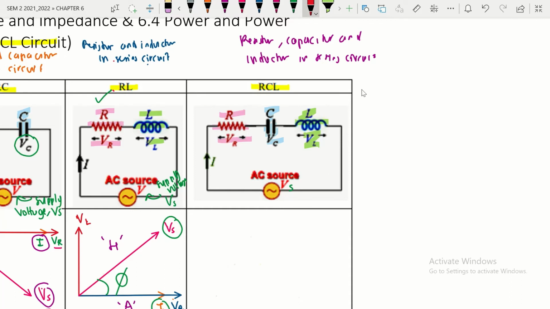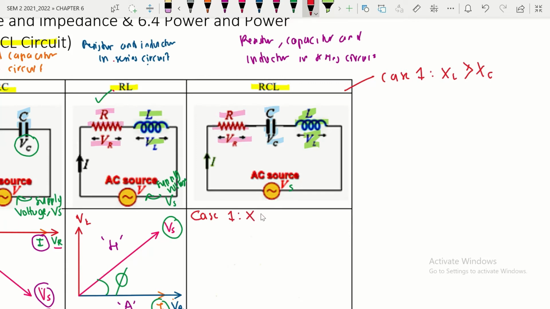So, case 1. Akan ada dua case lah. Case 1 adalah bila you punya XL is more than your XC. Maksudnya, you punya inductive reactance tu lebih besar pada capacitive reactance. Okay, inductive reactance is more than capacitive reactance. Okay, untuk kotak yang sebelah sini, Miss akan buat untuk case 1 tau.